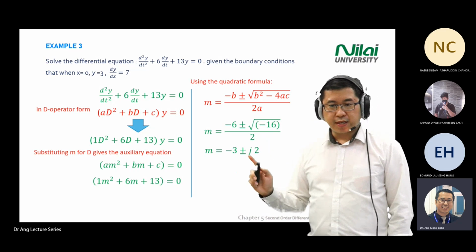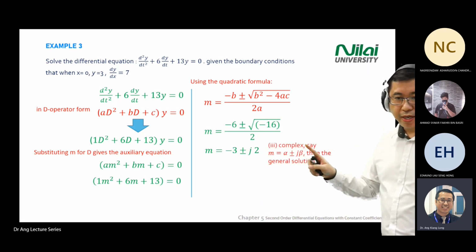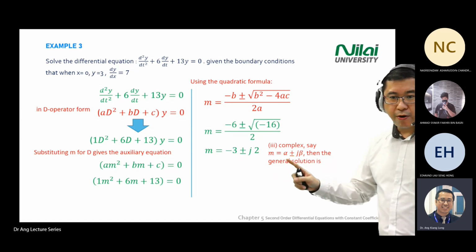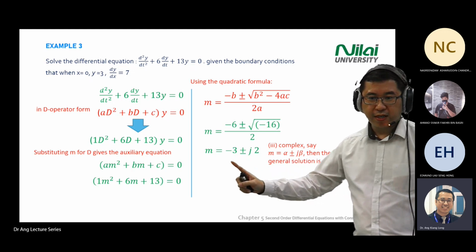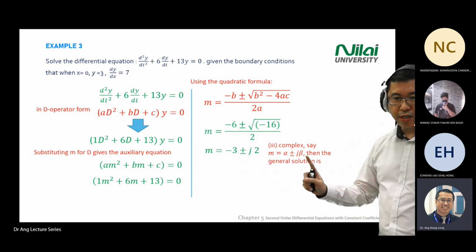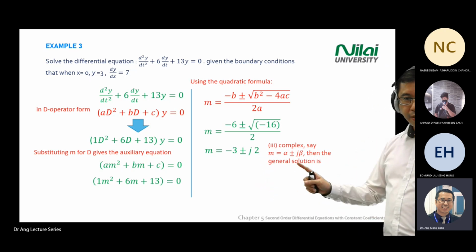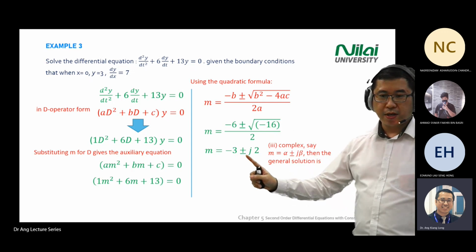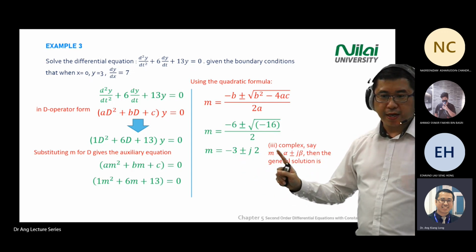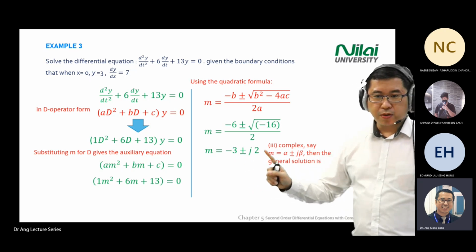Okay, this is the third case where you have a complex number, m equal to alpha plus minus beta j. So what is your alpha? Minus 3. What is your beta? 2. Standard already. You just compare side by side, then you know what is your alpha, what is your beta. Alpha equal to this one, beta equal to this one.